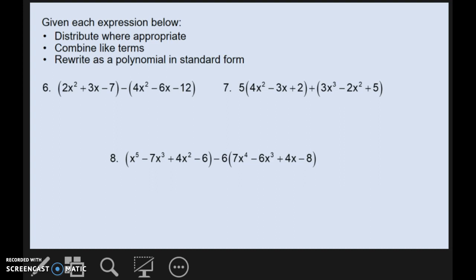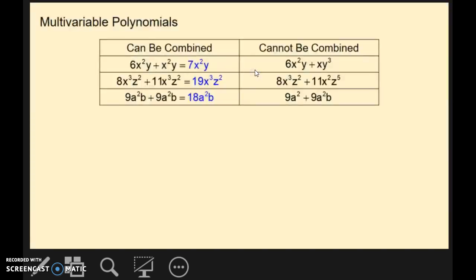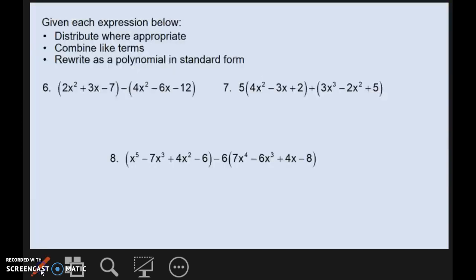So I'm going to grab a couple here and do those. So let's do number 7. The first thing I'm noticing here is that I do have some parentheses, and potentially I'm going to have to distribute. It's a good idea for us to distribute first before we start looking to combine any like terms.